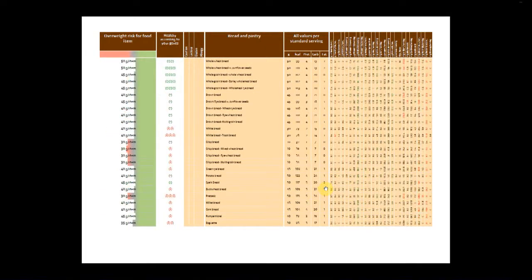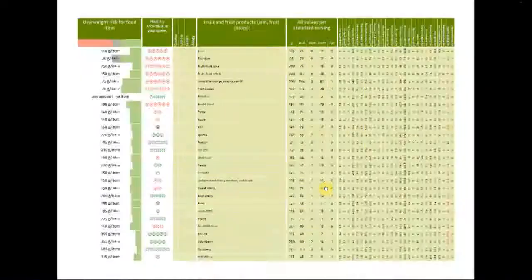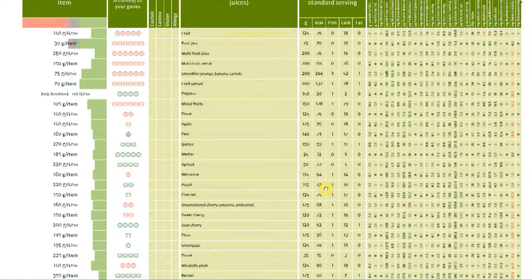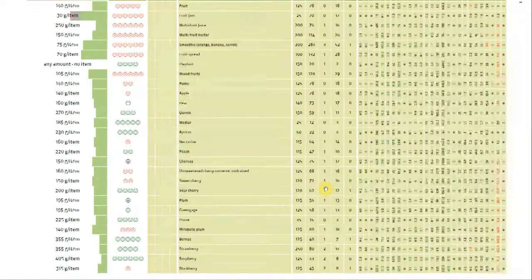Also for the weight management stuff, when you look through your table, you will have found something that looks like this. Any amount, no item. This means that the calories contained within this food are so insignificant, so small, that it doesn't really matter how much you eat of it. This means in case you're ever hungry and you don't have any more food to eat because you've used up all of your items, then you can just look out for these and eat as much as you want.